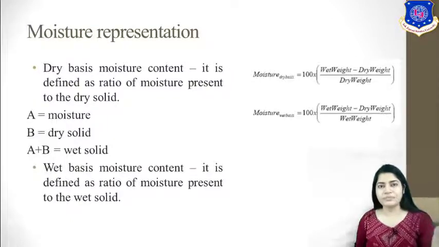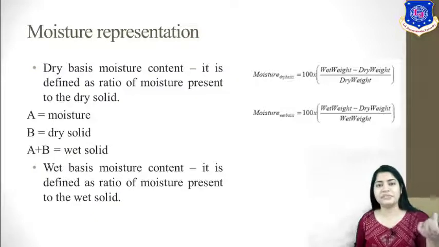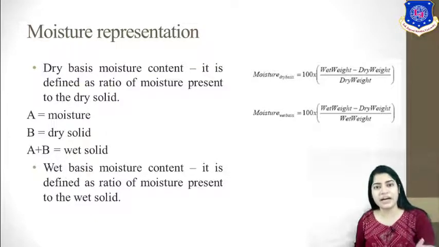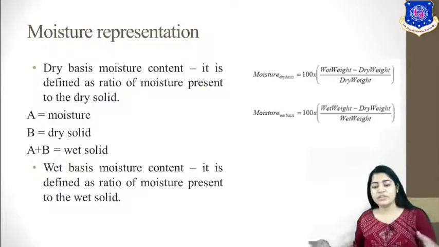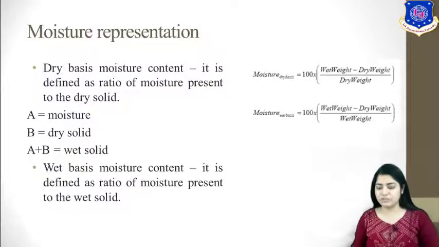Simple example, your cloth, when it is dry, its weight is suppose 100 grams. When you soak it in water, suppose 130 grams is now the weight. So 130 minus 100, that 30 gram is your water which is now present. This way you can relate your representation of moisture content.